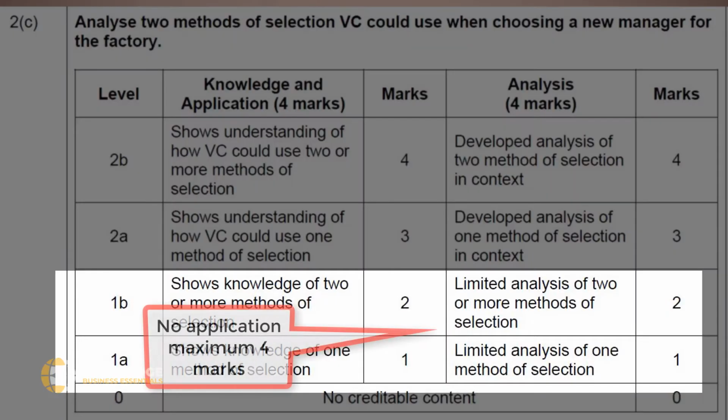Application, application, application. In analysis questions, you can only score a maximum of 50%, that's 4 out of 8, unless you refer explicitly to the case study. In evaluation questions, to unlock full marks, your recommendation must be in context.